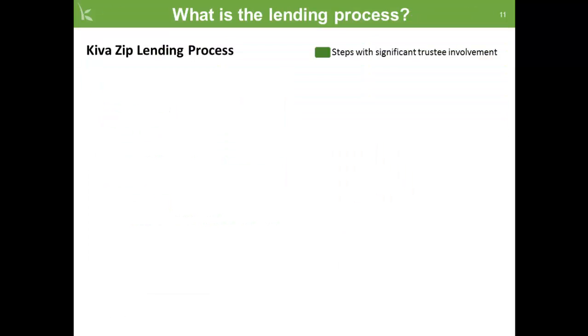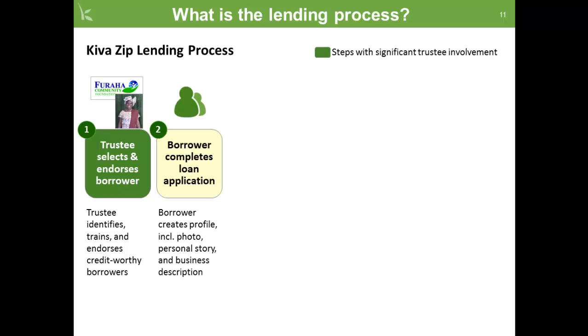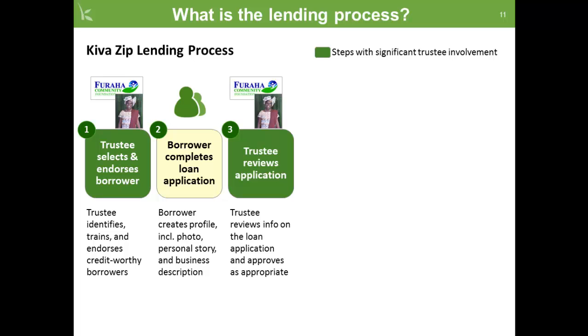The KivaZip lending process has 6 major steps. First, the trustee identifies, trains, and endorses creditworthy borrowers. Then the borrower completes a loan application by creating a profile with a photo, personal story, and business description. When that's completed, the trustee reviews the information on the loan application and approves it as appropriate. The first 3 steps take anywhere between 1 to 4 weeks to complete.